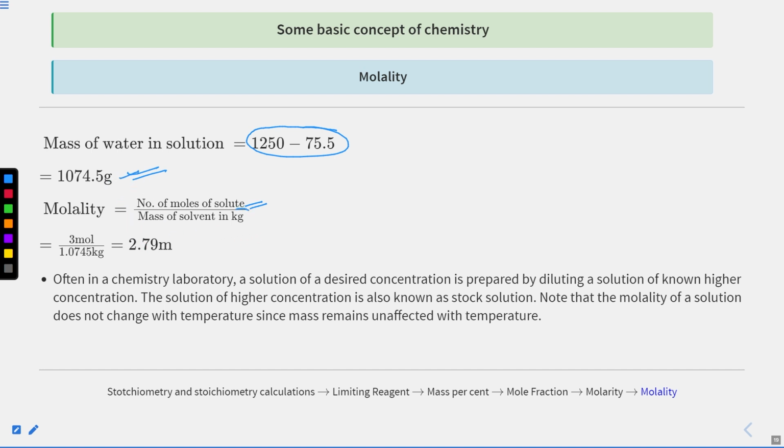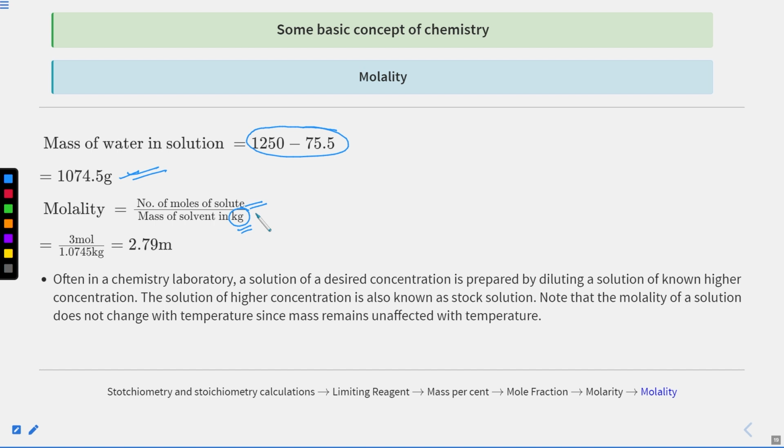This is very important. You have to get your mass into kg, not in grams, for calculation of molality. This is very important to mention: as we have to take liters for volume in case of molarity, we have to take kg for mass in case of molality. Right?